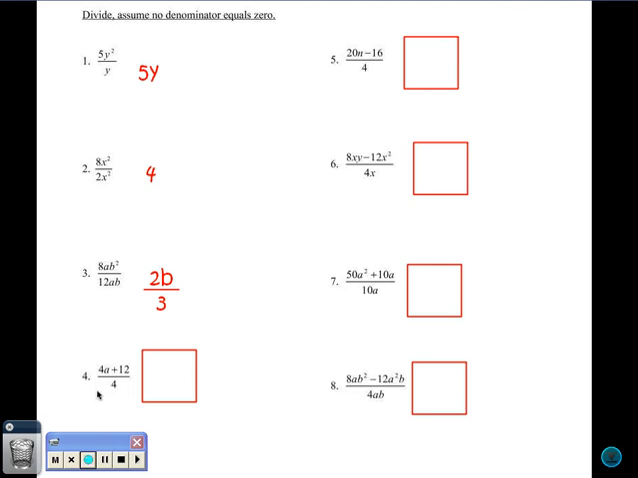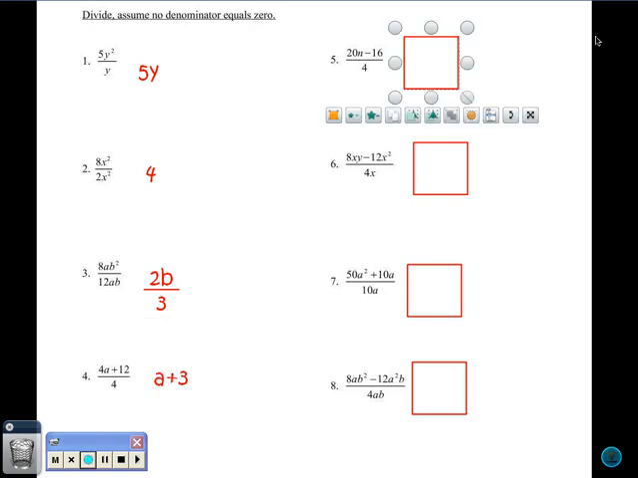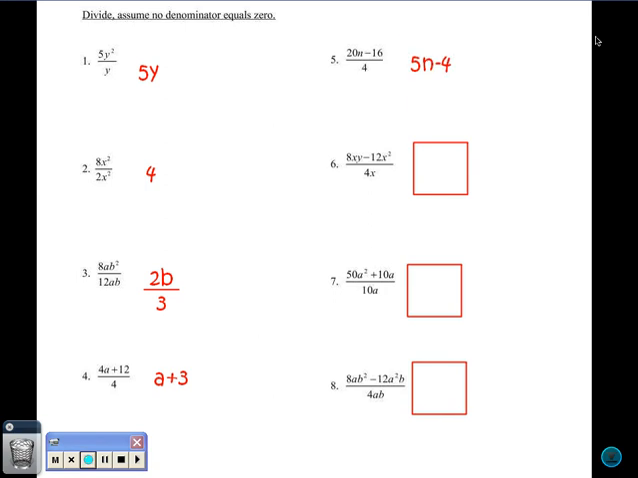Here is where we need to start separating them, one at a time. 4a over 4 is going to leave us with a, and 12 over 4 is going to leave us with 3. So we do each one at a time, and we're left with a plus 3. Here we have 20n minus 16 over 4. 20n over 4 is 5n. Negative 16 over 4 is negative 4, so you guessed it, 5n minus 4.